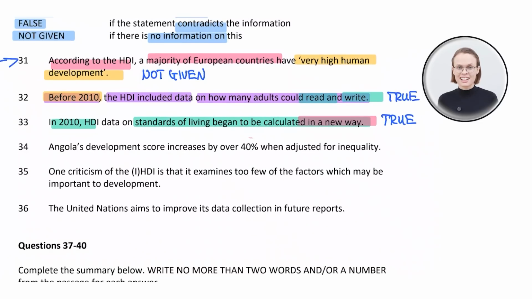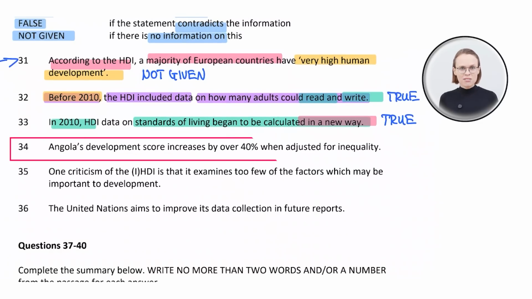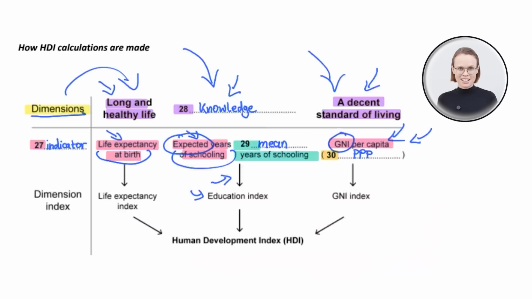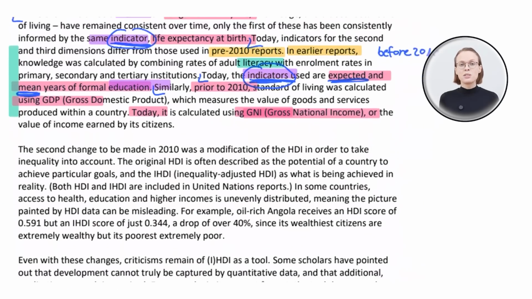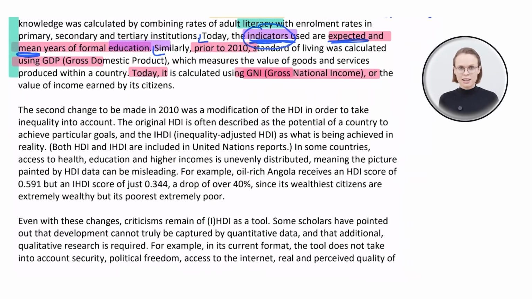Next question. Angola's development score increases by over 40% when adjusted for inequality. So we are looking for 40% in the passage because this is a number, and if the passage talks about that, then it's likely that a number is mentioned exactly like that in the passage. And also we can look for Angola because a country's name can also not be changed, so it's an excellent keyword. So let's continue looking at the next paragraph.